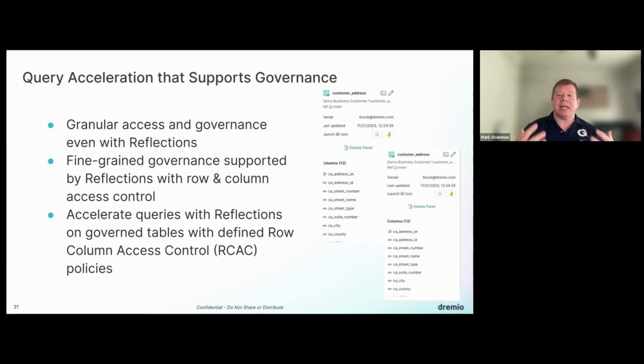And so organizations are assured that they can accelerate their queries with reflections within their environment, and still at the same time have that governance capability, where the row and column access control initiated on the base tables is reflected in the reflection as well. So it's improving the overall governance process across both the query acceleration and the base tables within the Dremio Lakehouse environment.